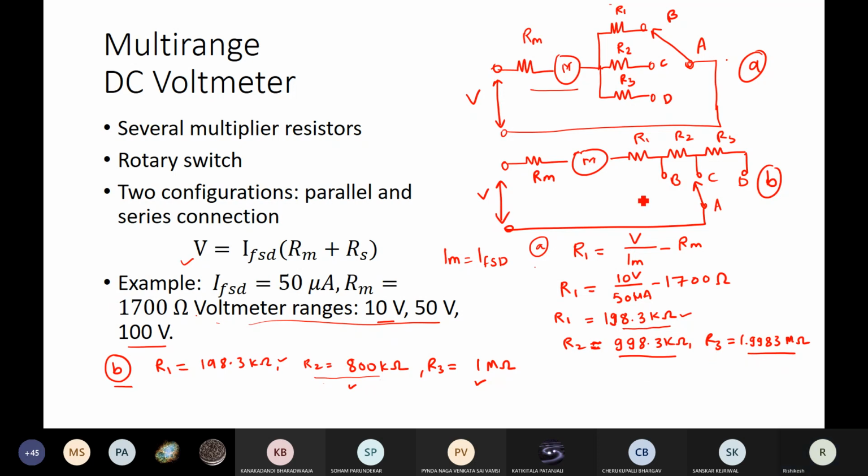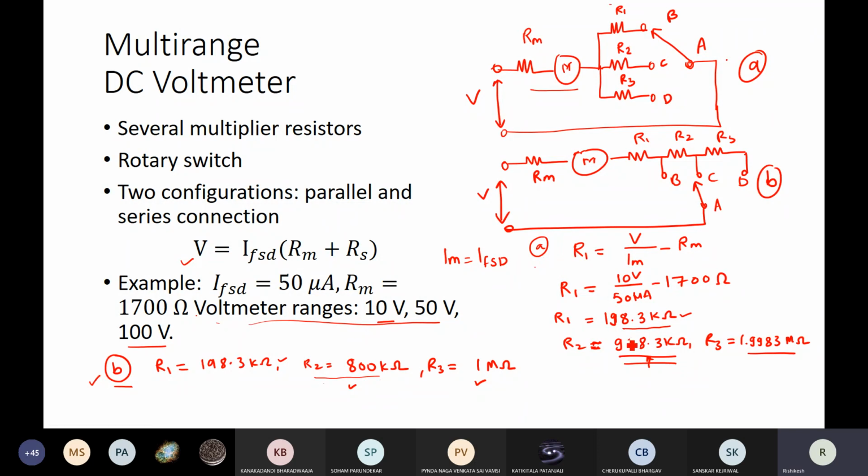So in this configuration, if I choose 990 or approximately 1 mega ohm instead of the exact value, the calculation will go wrong and the calibration will be incorrect. We have to use the exact value, so these resistances would need to be manufactured separately, which is a costly affair. On the other hand, the other calculation gives easily available values, so configuration B is preferable over configuration A.